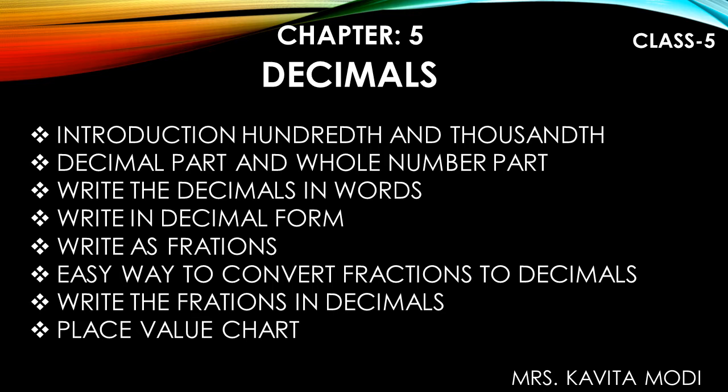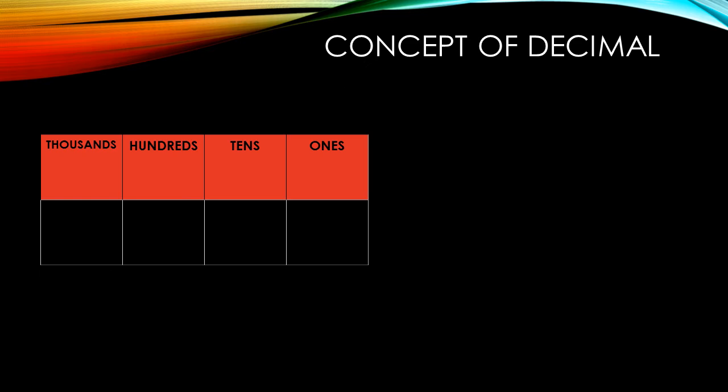In this chapter our topics are introduction, hundreds and thousands, decimal part and whole number part. Write the decimals in words. Write in decimal form. Write as fractions. Easy way to convert fractions to decimals. Write the fractions in decimals and place value chart. Let's start with introduction, tenth, hundreds and thousands. Everyone knows the Indian place value system.